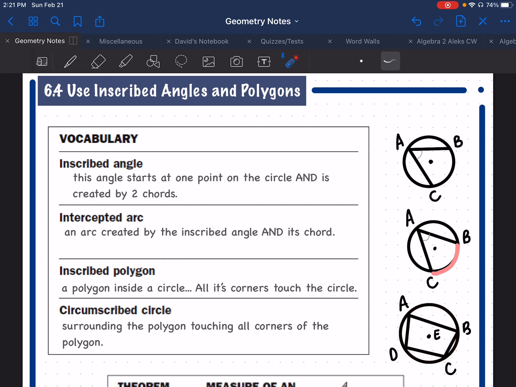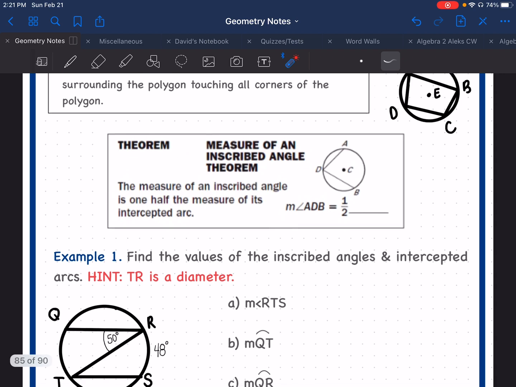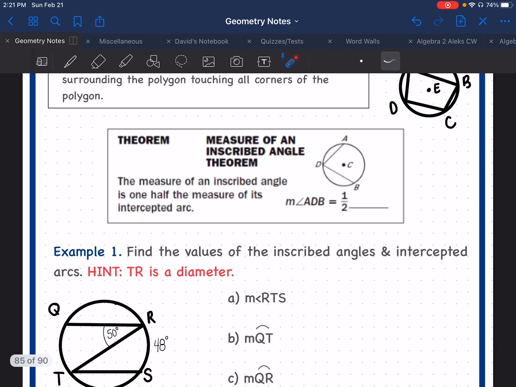All right, we have 4 theorems that we're going to talk about today, and we're going to see an example for each one. So here is our first theorem. This theorem is the measure of an inscribed angle theorem. The measure of an inscribed angle is half the measure of its intercepted arc.